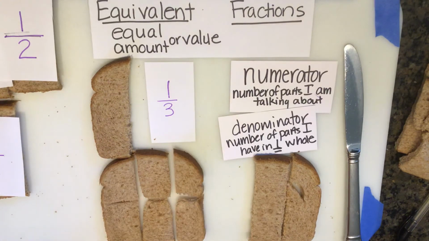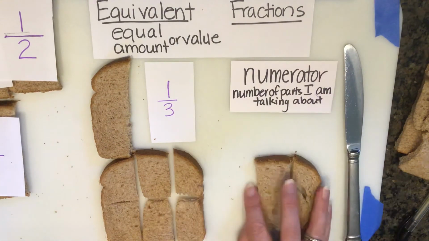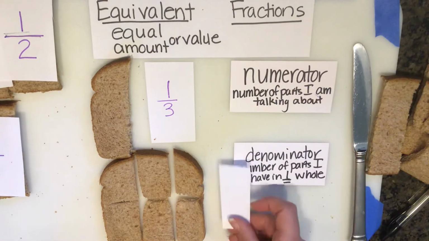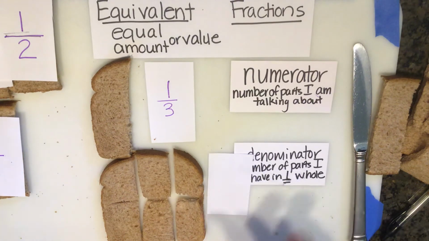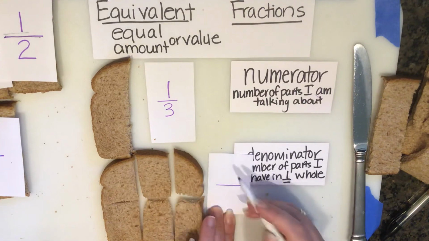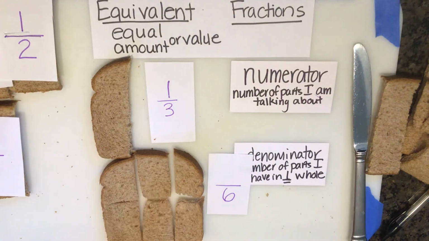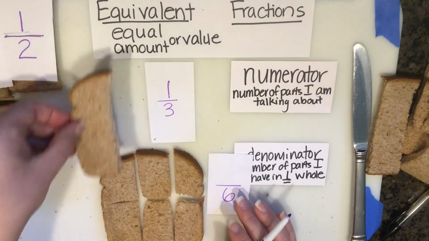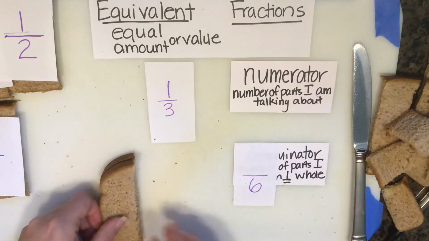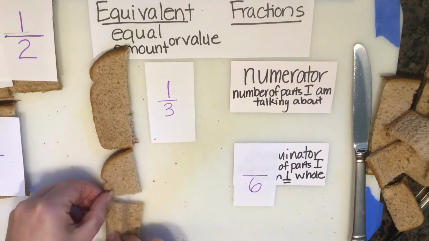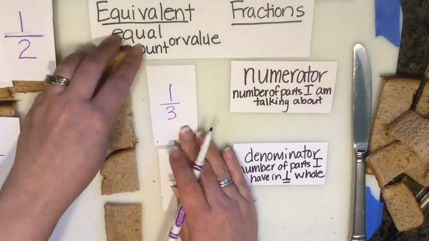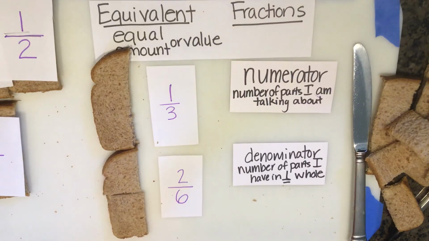Now I have 6 pieces, right? My denominator is the number of parts I have in one whole. How many parts do I have that make up one whole? 1, 2, 3, 4, 5, 6. 6 parts made up my one whole piece of bread. How many parts am I going to talk about so that it's equivalent or the same as this? So these are the ones I don't need. Okay? How many parts do I have that are equivalent? I have 1, 2. 2. So 1/3 is equivalent to 2/6.